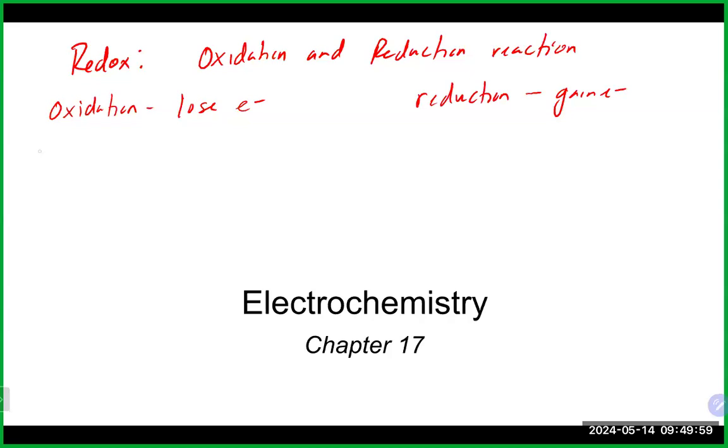Sometimes people remember this like Leo the lion goes grr: loss of electrons, oxidation; gaining electrons, reduction. Some people are fond of OIL RIG: oxidizing is losing, reducing is gaining. You can put Leo the lion on the oil rig, he goes grr. You don't have to choose in that situation.